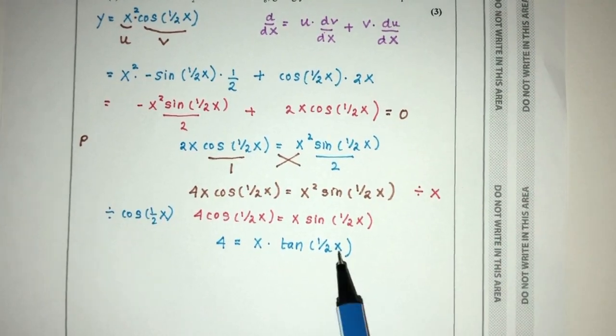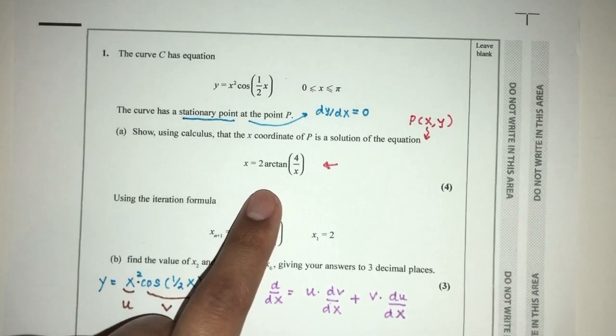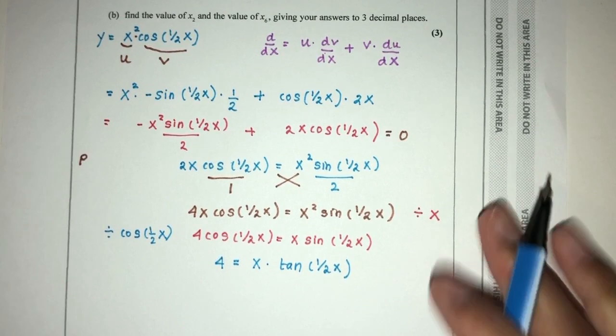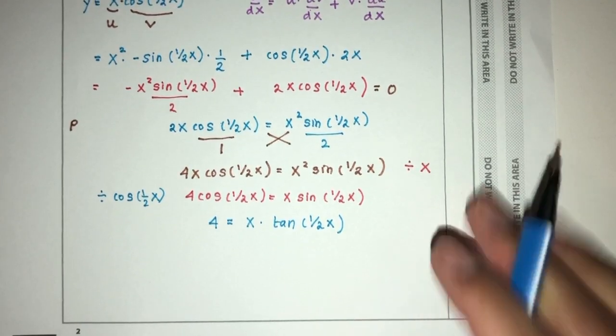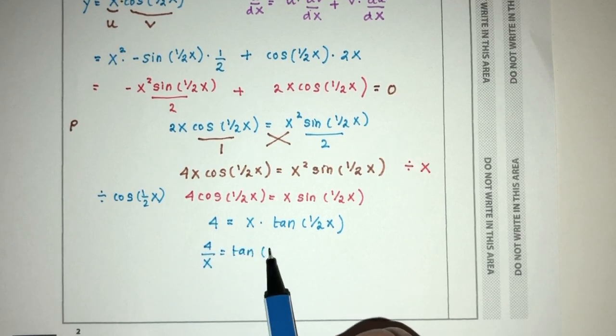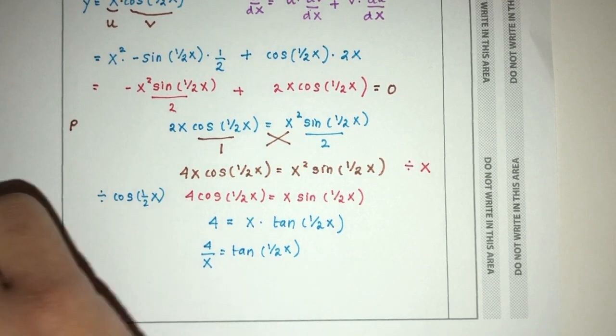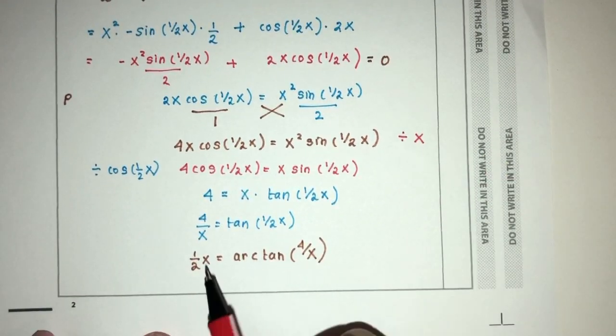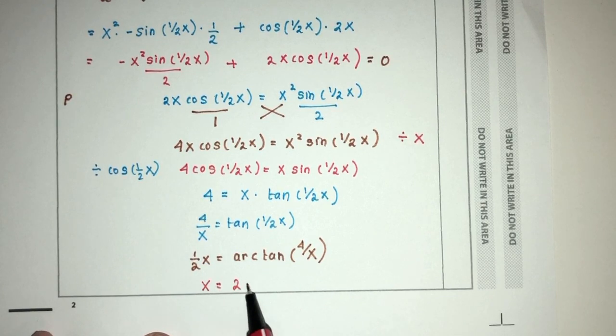Now let's try to make this one become the subject. Because as you can see here, we are trying to find arctan, which is tan inverse. So we have to make the value of x on the inside become the subject. So first thing first, let's send this over here to become 4 divided by x. That will be tan half x. Okay. Now what's next? So half x will be arctan, which is tan inverse of the value over here, which is 4 over x. And then finally, let's continue here. Finally, x has to be 2 arctan 4 over x.